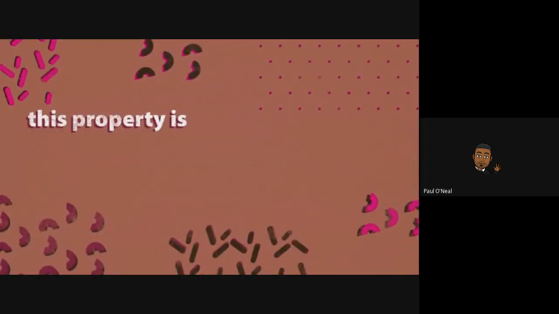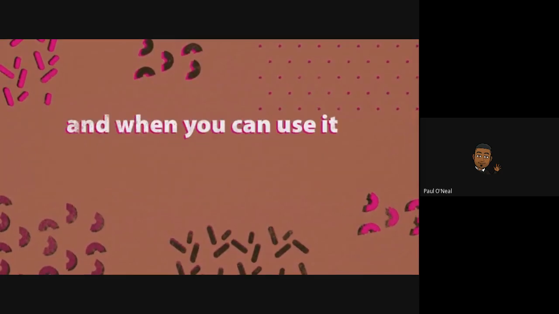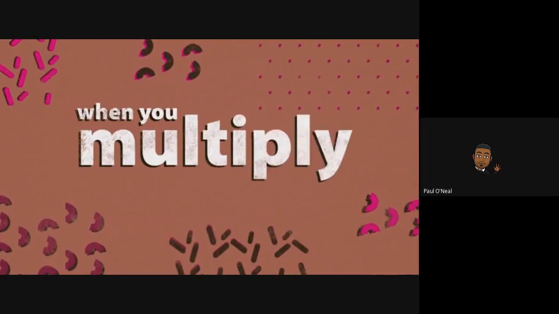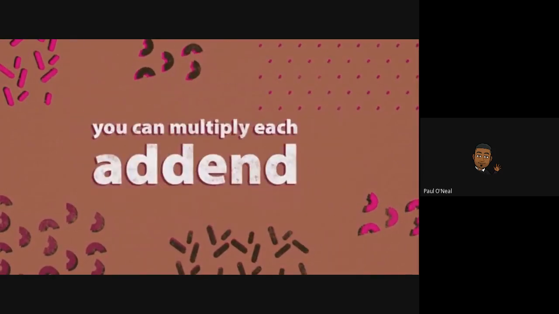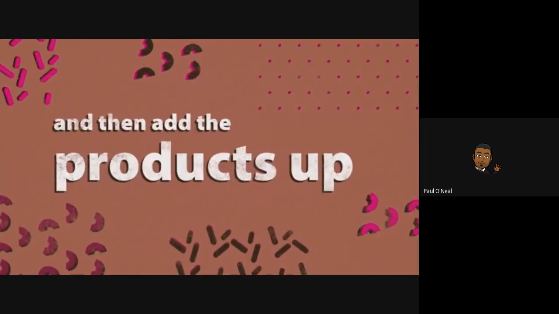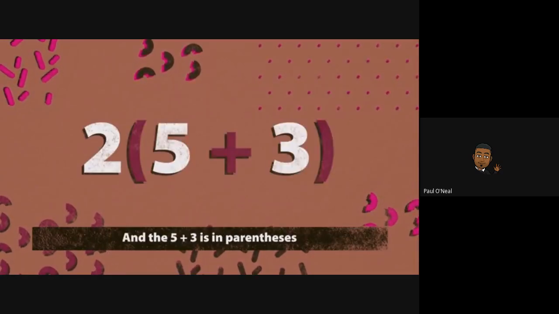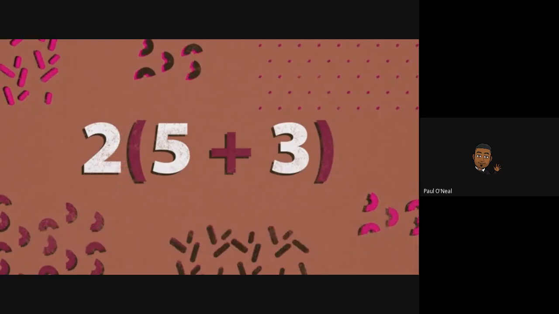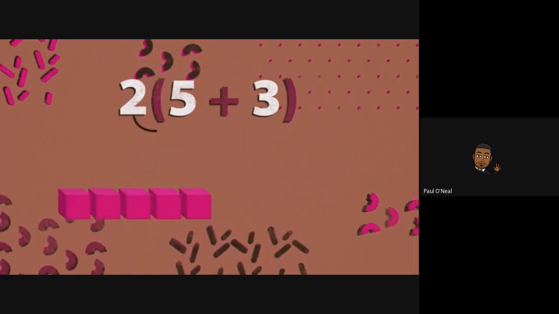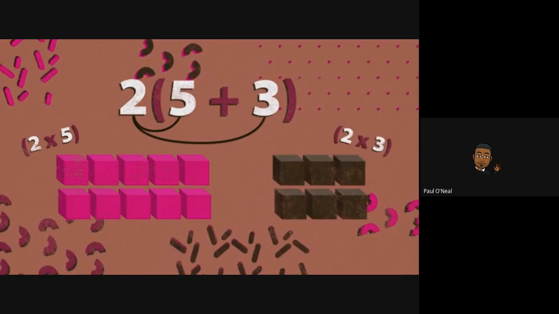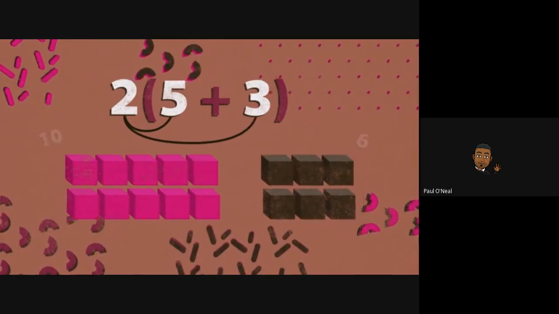This property is distributive, and when you can use it is limited, yeah. When you multiply a sum, you can multiply each addend and then add the products up. Take the problem, 2 times (5 plus 3), and the 5 plus 3 is in parentheses. You can multiply the 2 times the 5, and then multiply the 2 by the 3. Alright, you get 10 plus 6, and that's 16.